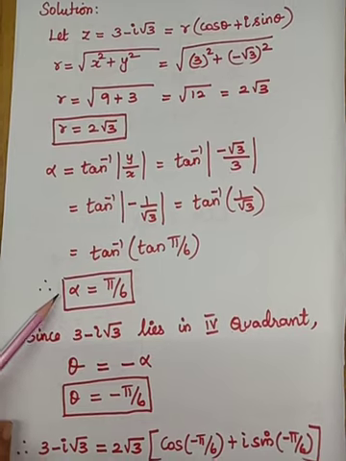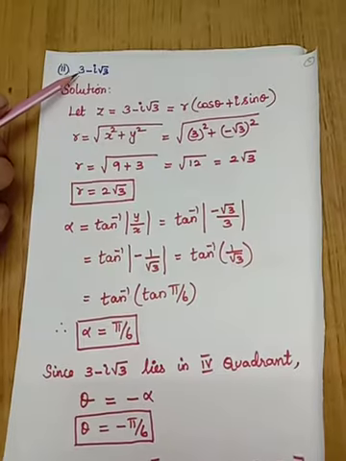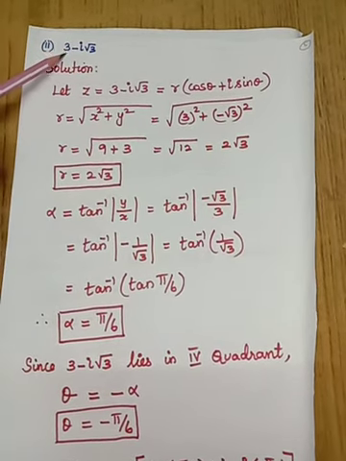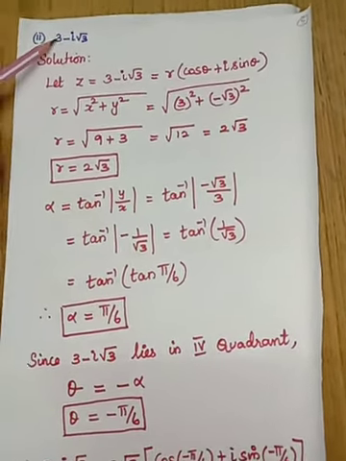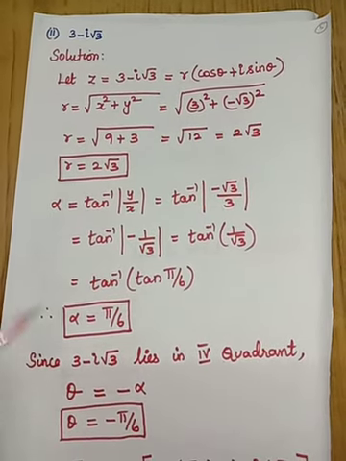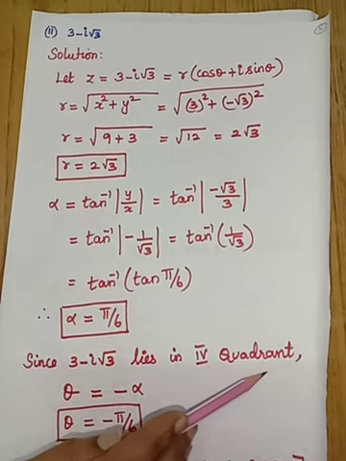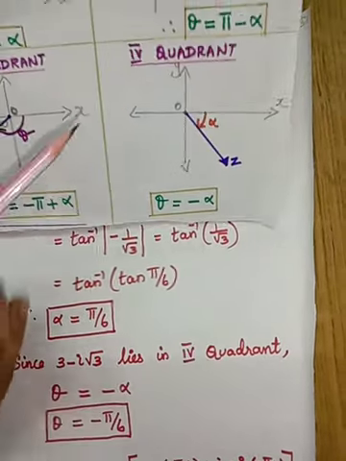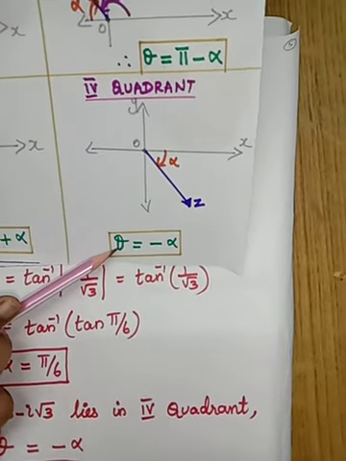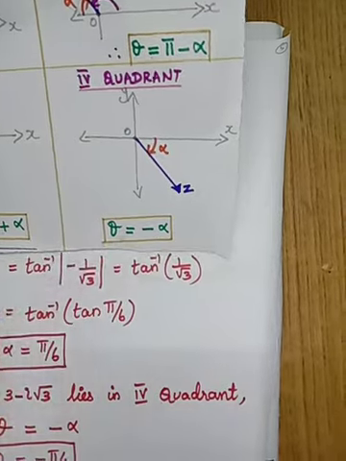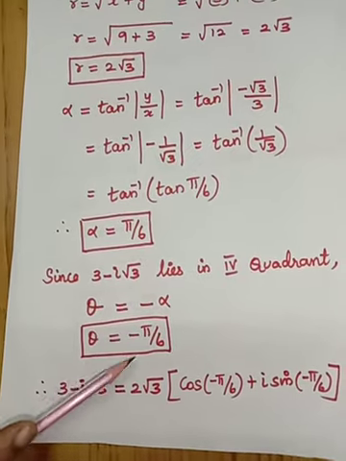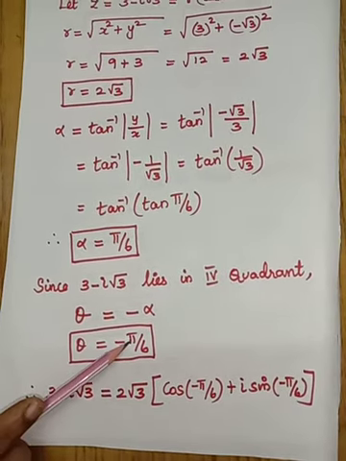After finding alpha, you have to see in which quadrant the complex number lies. You see that the first one, x, is positive and y is negative. X positive, y negative means the complex number lies in the 4th quadrant. What is the formula to find theta? Theta is equal to minus alpha. So I have written theta is equal to minus alpha. Your alpha is pi by 6, so your theta is equal to minus pi by 6.